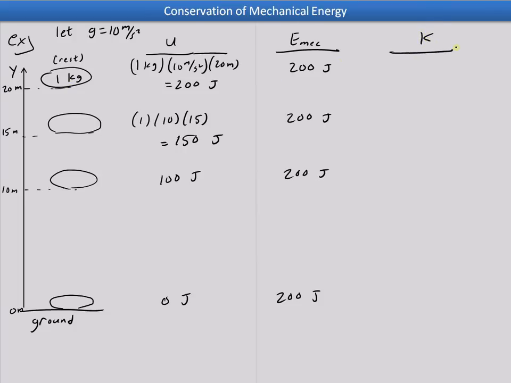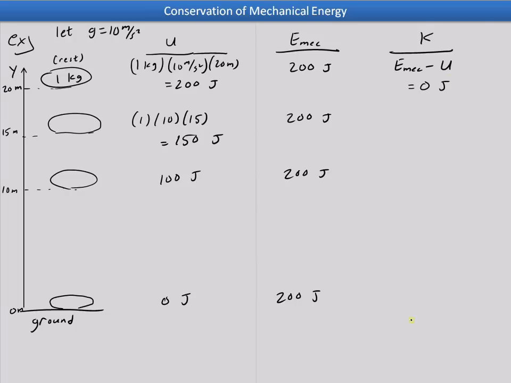So then let's write down the kinetic energy. We could calculate this using 1/2 mv squared, and we could figure out the velocity by using kinematics, but that's a lot of extra work that we don't actually need to do. The quick way to calculate the kinetic energy is to take the total mechanical energy and subtract the potential energy. So 200 minus 200 is 0 joules. After all, the rock isn't moving at first.